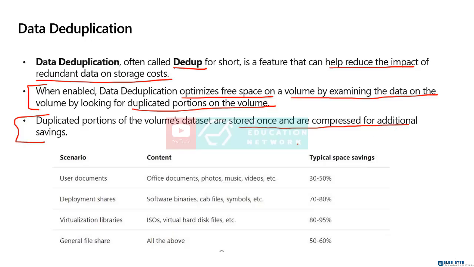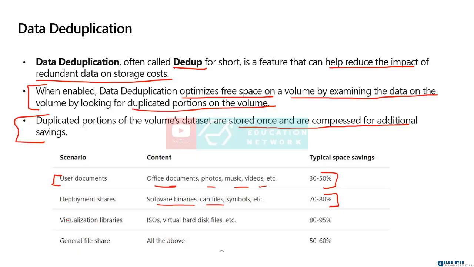Now, some use case scenarios for this: if you have user documents like Microsoft Office, Word, Excel, PowerPoint, photos, music, videos, that type of content, somewhere between 30 to 50% is the average space savings, according to Microsoft. If you have deployment shares where you have executable files that users can install, all your software binary files, cab files, really applications that you deploy, up to 80% space savings.